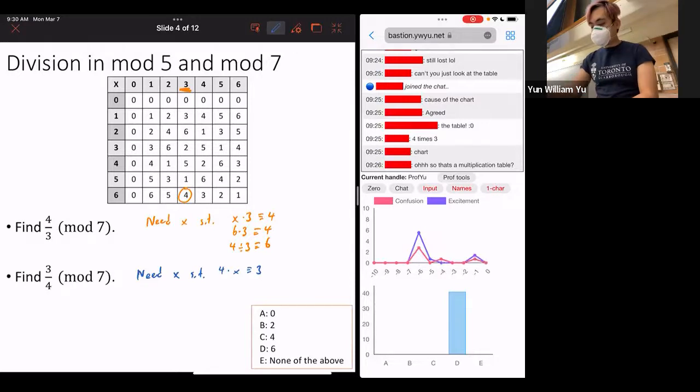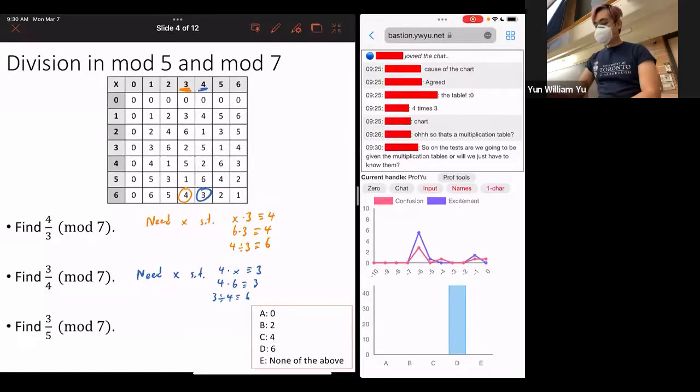And so if we're looking in the 4th column here, what is it equal to times that? What does it multiply by to get you 3? Well, it's down here in the 6th row again. So 4 times 6 is equivalent to 3. And so 3 divided by 4 is equivalent to 6 again.